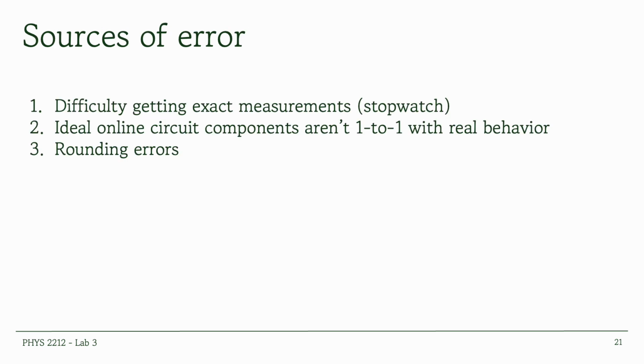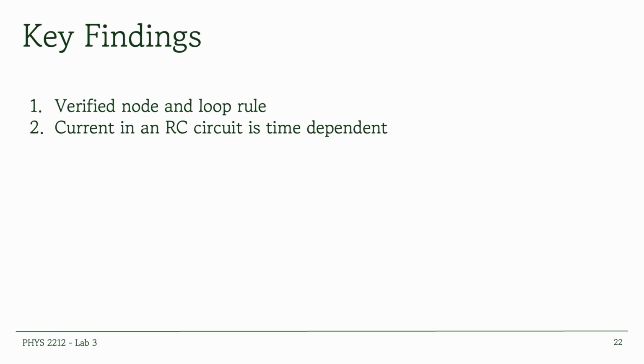So there were some potential sources of error during this lab, one of them being difficulty getting exact measurements with timing and things, another being that the ideal online circuit components aren't one-to-one with real behavior, and then there were some rounding errors affecting our calculations earlier. So to summarize the key findings again, we were able to verify both the node and loop rule is true, and then understand that current in RC circuits is time dependent.